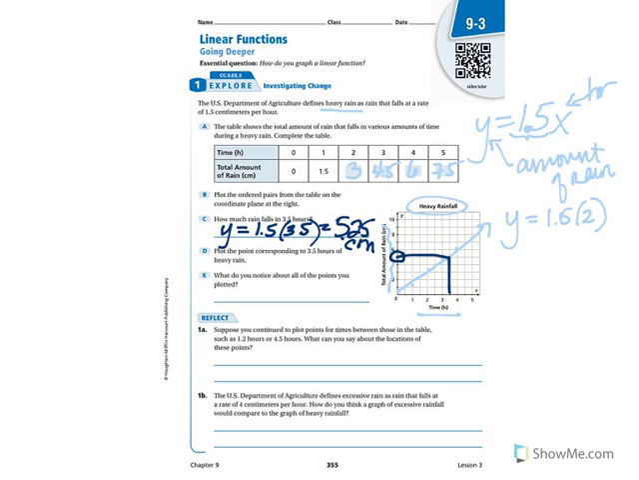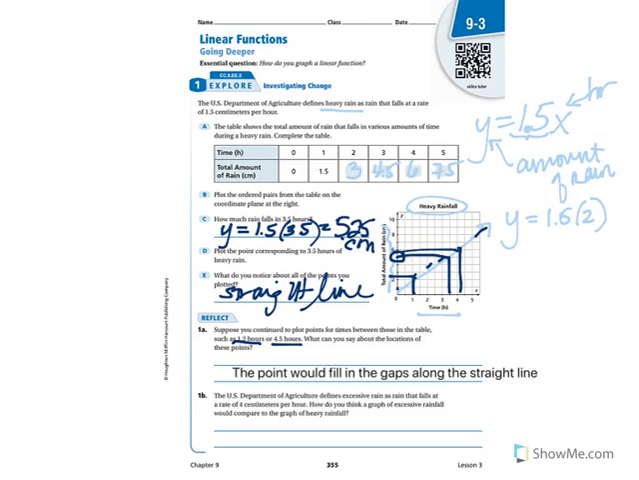And it says, what do you notice about all the points that we just plotted? Well, they're all going to be a straight line. It's going to be a linear function. So 1a says, suppose that you continue to plot points for times between those in the table, such as 1.2 hours and 4.5 hours. What would we say? Well, those points are going to lie still in between. Like 1.2 would still be in between. 4.5 hours is still going to be in between. So all those points are going to still be on our line. So we would say that the points would fill in the gaps along the straight line.